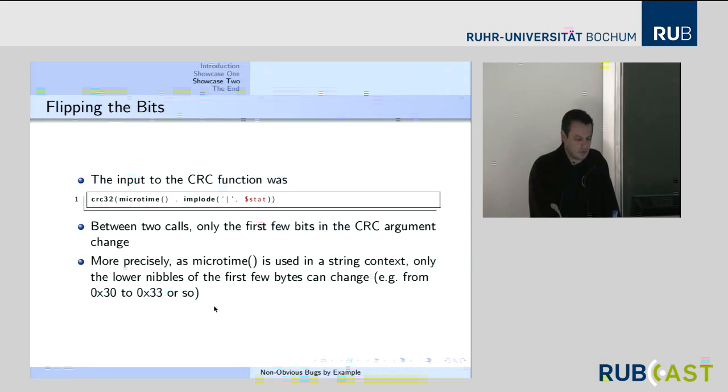So we only need to watch the microtime output, and of this output we need to consider only the first few bytes. The numerical representation, or the ASCII representation, of those bytes would be 0x30 or upwards. That would be the 0, 1, 2, 3, and so on. And we can see, due to the ASCII coding, only the lower nibbles change between the numbers. So this is a 0, this is a 3 in ASCII, and if you change from number to number, then only the lower nibbles change.